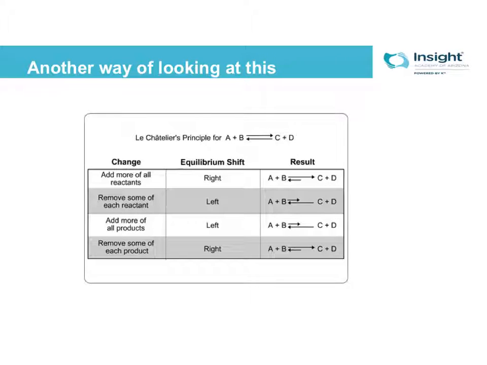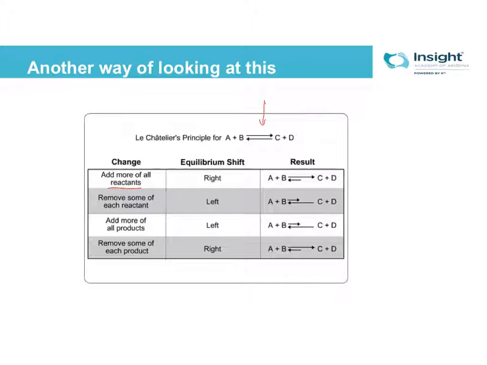This is a little visual that might come in handy. So we've got our generic equilibrium reaction. A and B are reactants, C and D are products. If you add reactants, we're going to try to use those reactants. So we're going to push the reaction towards making more products. We have extra reactants, we're going to try to use them. So we push the reaction forward or to the right.